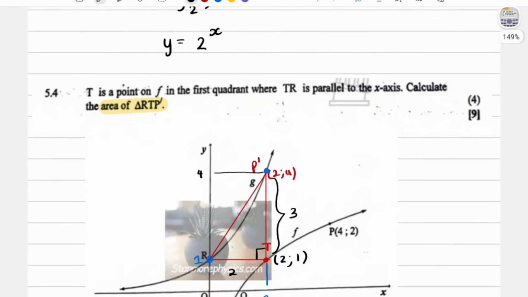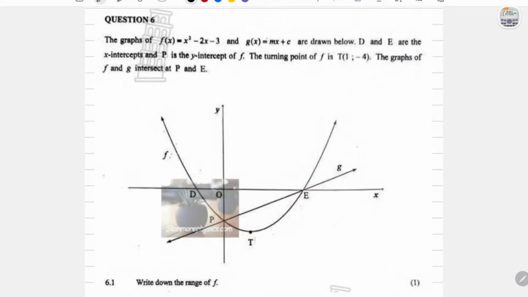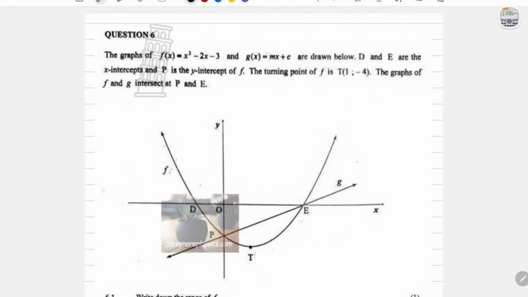And that is the last question in question 5. So we finally move on to question 6. Okay, so now we are finally on question 6.